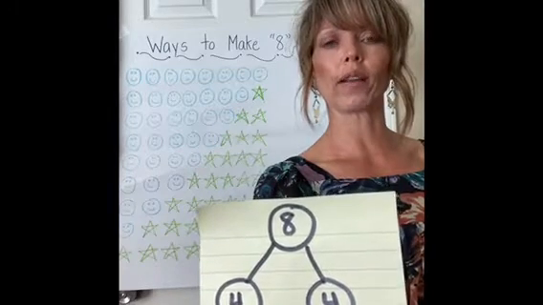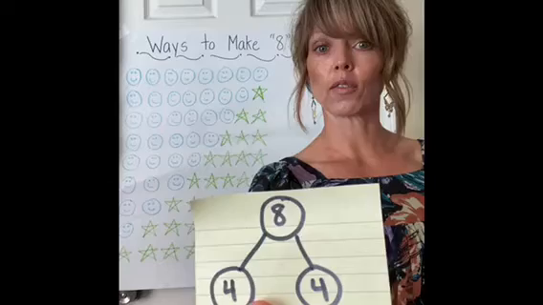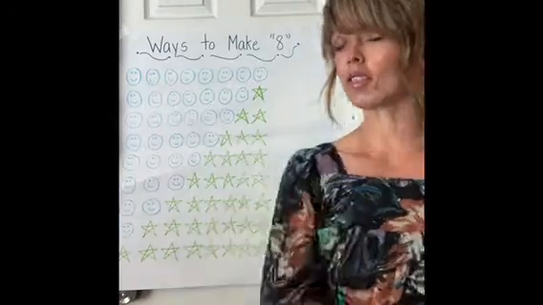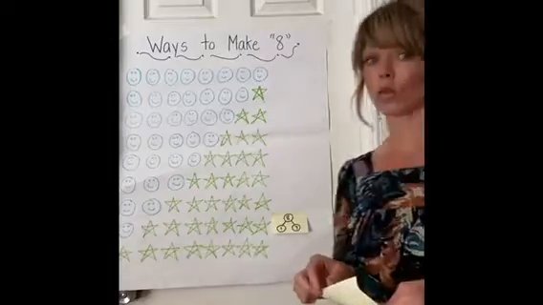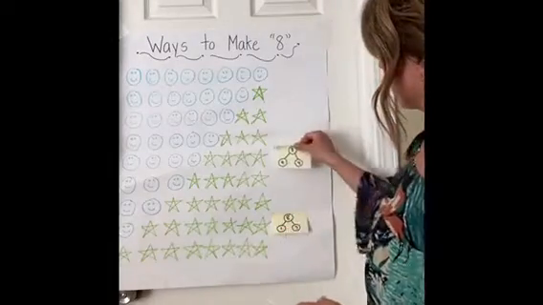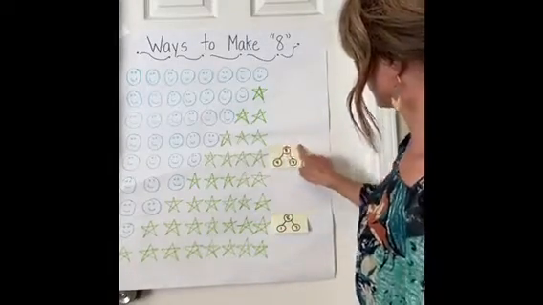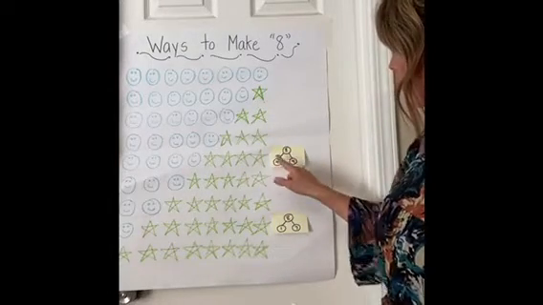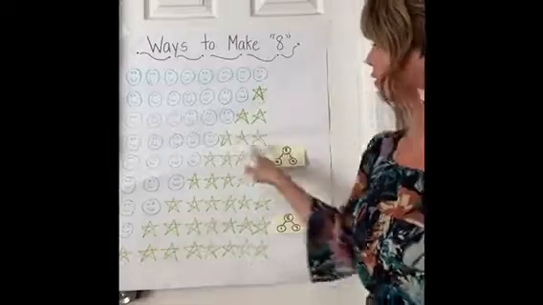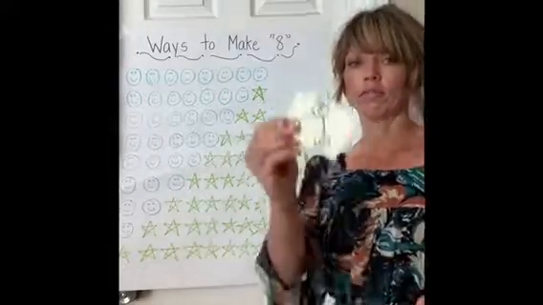Now the next number bond. 8 is 4 and 4, or we can say it as 4 and 4 is 8. So the picture we're looking for should have 4 happy faces and 4 stars. We found it. Good job. 8 is 4 and 4. 4 and 4 is 8. Good job.